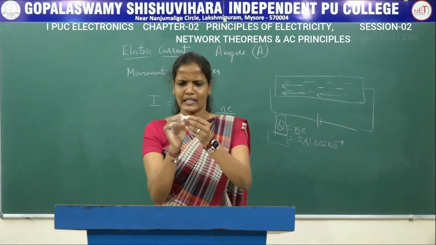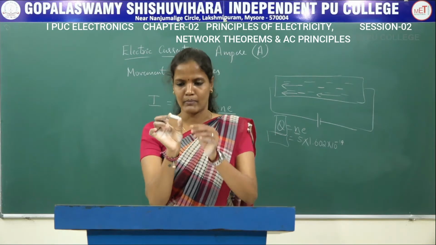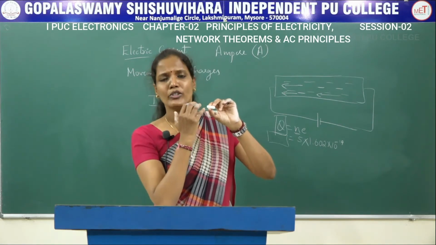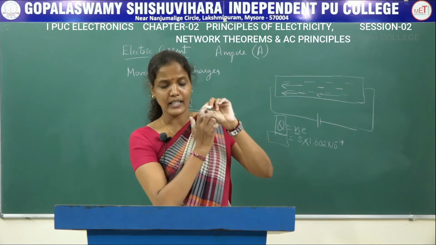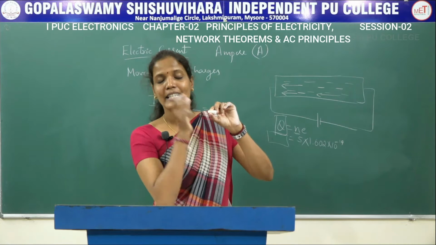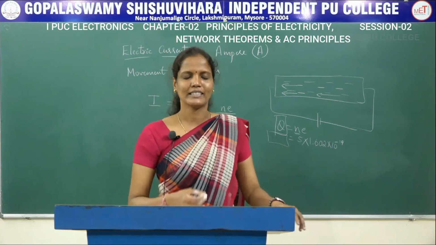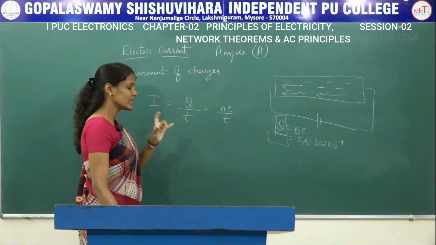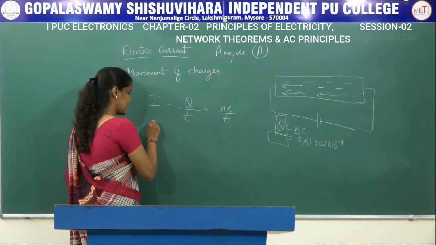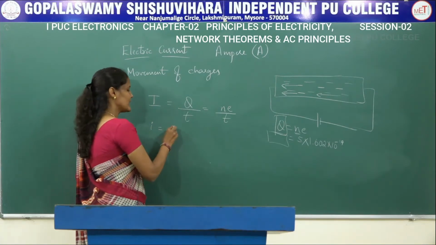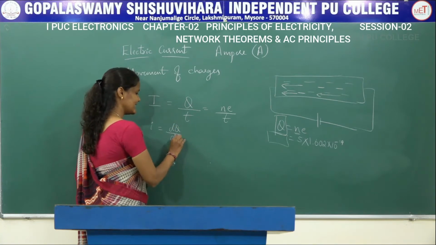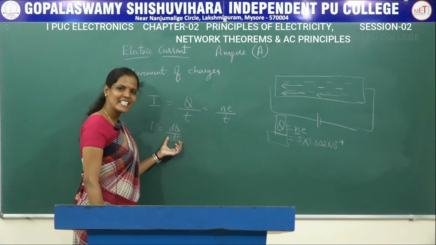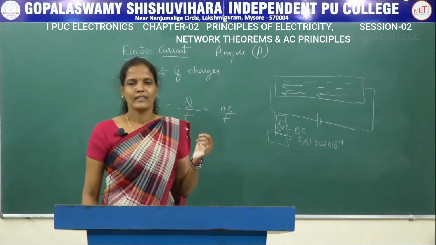If I consider this as a conducting material, the amount of charge flowing through this particular conductor in some time duration is called the electric current. If dq is the small amount of charge flowing in a small change in time dt, then the current I, the small letter i, will be given by dq divided by dt. So I is equal to a small change in charge for a small change in time, and that gives me the current.